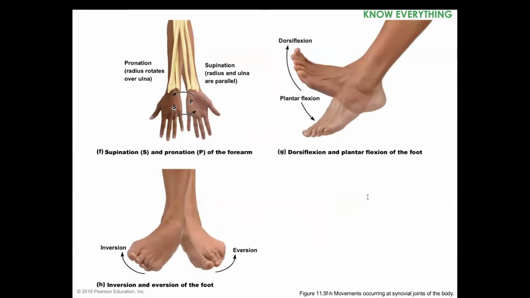So next we have pronation and supination of the forearm. In anatomical position, with the palm of the hand facing forward, the forearm is in a supinated position. In this position, the radius and ulna are lying parallel next to each other. When we turn our hand over so the palm is facing behind you, this is the pronated position. When pronated, the radius is going to rotate over across the ulna.